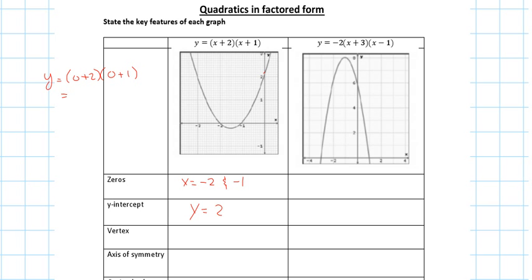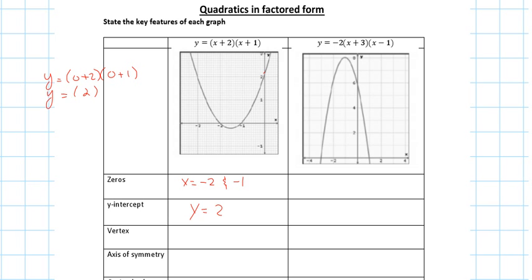It's going to be 2 exactly, right? So if I plug in 0 for x, because that's the value of x, 0 plus 2, that's 2. 0 plus 1 is 1, so 2 times 1 is 2, right? So it is 2.